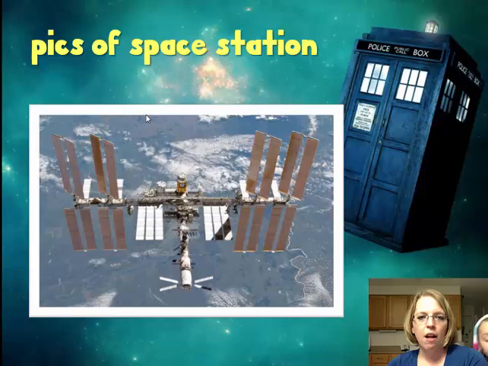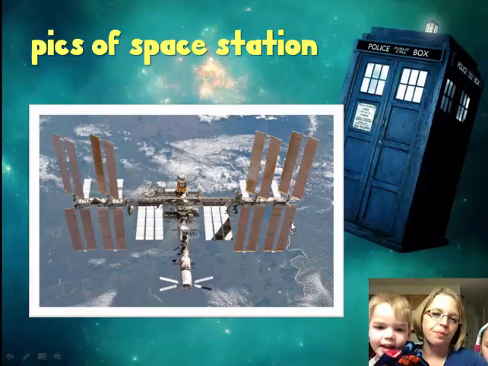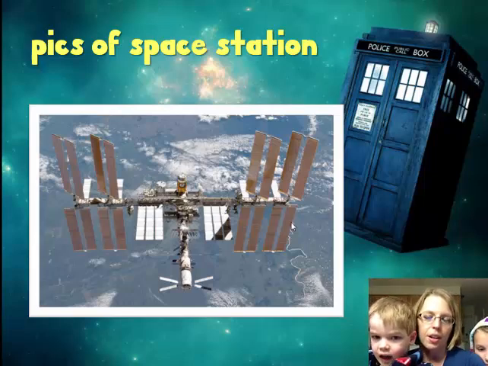Here's a picture of the space station, and you can see different modules. So look at how it's connected together. It kind of makes me think of Legos. It makes me think of a satellite. Oh, it is a satellite because it's going around the Earth. You can see the Earth below it with the clouds and stuff.